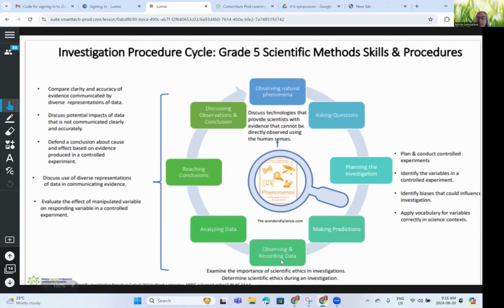And when they're analyzing the data, absolutely. Identify biases. They should be doing that before. You could arguably say they can do that for observing and recording data and analyzing data. And of course, they're going to apply that vocabulary during the planning phase and during the observing and analyzing data phase, right? They're going to be talking about the independent and manipulated or responding variables and the controlled variables. Now, when they are comparing for clarity and accuracy of evidence communicated is the key.